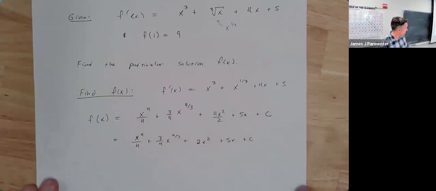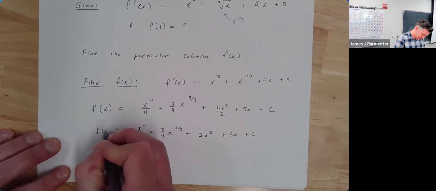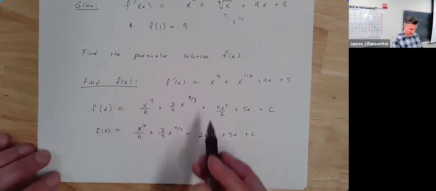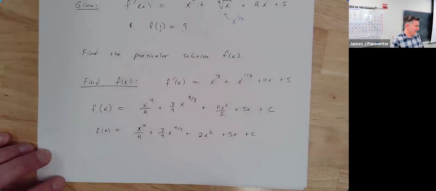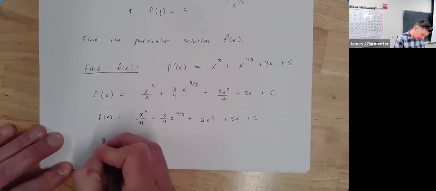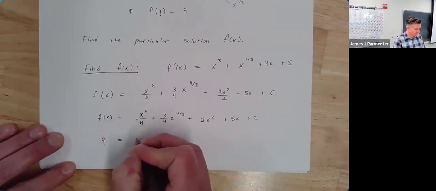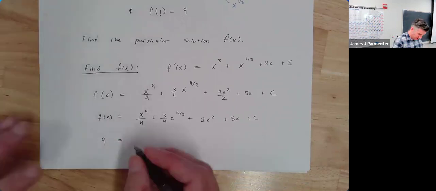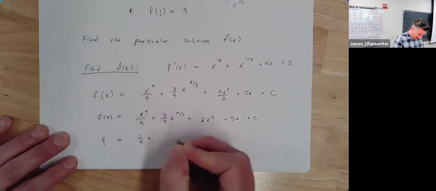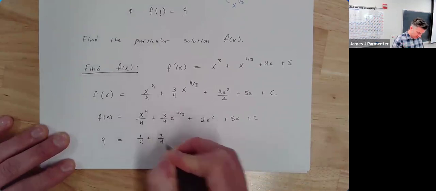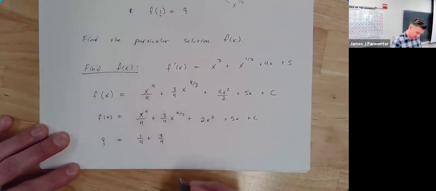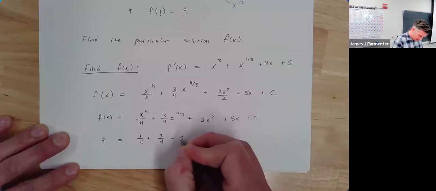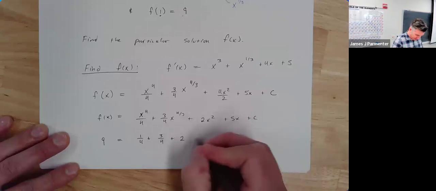And then we plug in the stuff. So we're going to say, okay, x is 1 and f of x is 9. So I'm going to say that 9 is equal to 1 to the 4th over 4. Fun fact, 1 to any power is always 1. I know that 1 to the 4th is 1. I know that 1 to the 4/3 is 1. And that anything times 1 is still itself. 1 squared is 1, so 2 times 1 squared is just 2. And 5 times 1 is 5.